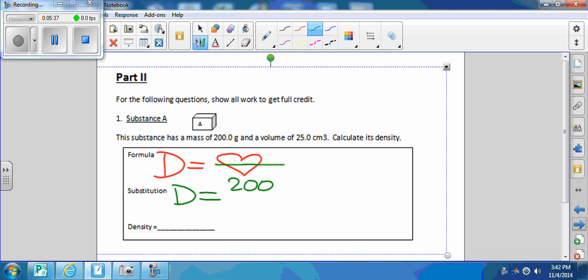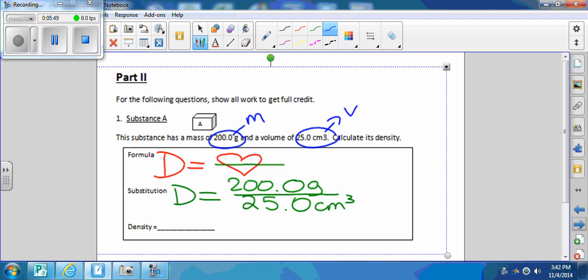200 grams. No naked numbers. What is the volume? 25 centimeters cubed. Mass, volume. You write your formula, and then you substitute. Density is mass divided by volume. Then you divide. The top number goes in the calculator first, then the bottom number, and you get 8.0 grams per centimeters cubed.